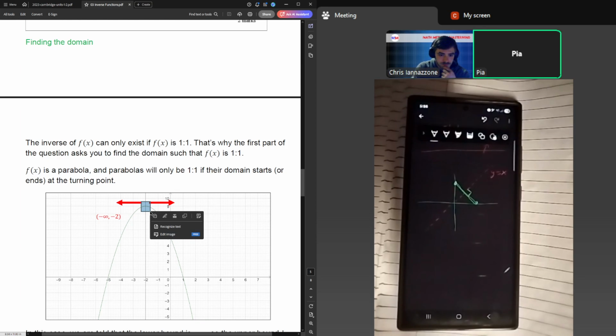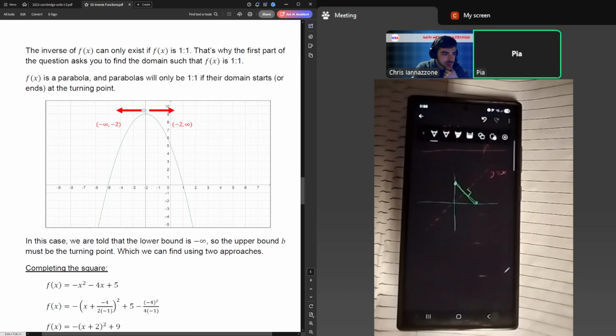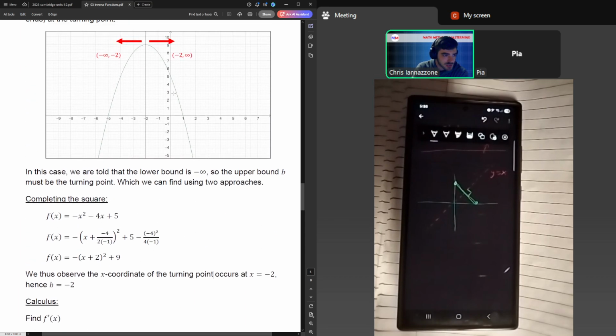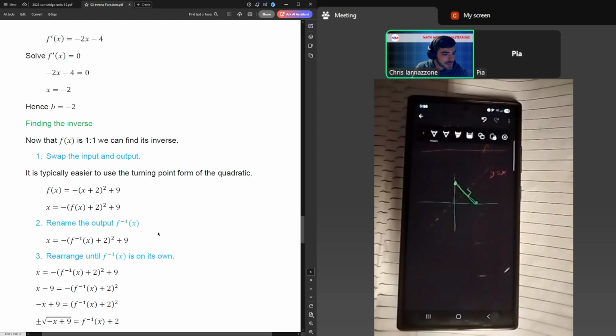Cool? Yep. Awesome. So as far as finding that turning point, you've got a billion ways of doing it. You could complete the square, you could do calculus, you could do -b over 2a, you could find your two x-intercepts and do the midpoint. Take whatever method you want out of that. Do you want to explore any of those, or are you happy enough with how you get that? Yes, happy enough. Okay.